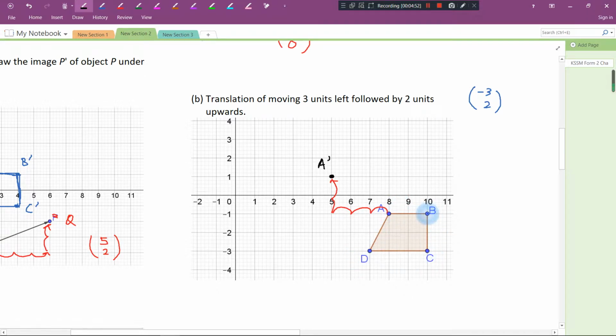2 units to your right, 1, 2. This will be B prime. Then 2 units go down, 1, 2. This is C prime, and from C go left 3 units, 1, 2, 3. This is D prime. Then we connect all these points together. Correct or not? Let me check point D: 1, 2, 3, 1, 2. How about C? 1, 2, 3, 1, 2. Correct. So this is the image of this object.